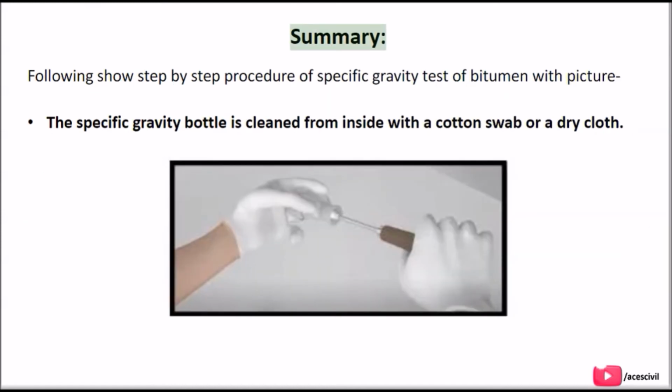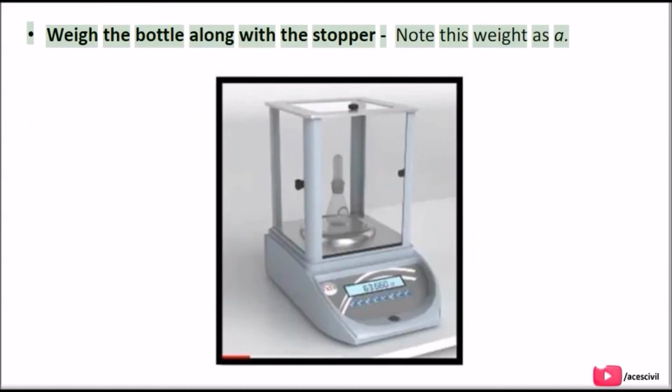Summary. Following shows step-by-step procedure of specific gravity test of bitumen with picture. The specific gravity bottle is cleaned from inside with a cotton swab or a dry cloth. Weigh the bottle along with the stopper. Note this weight as A.